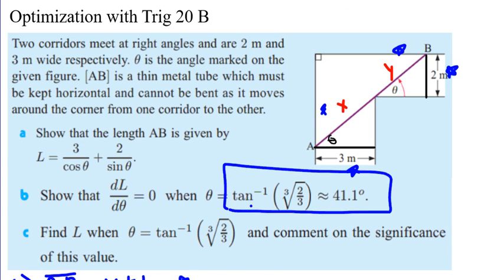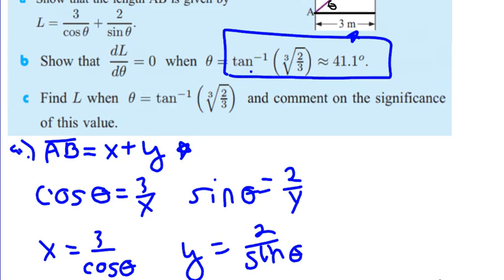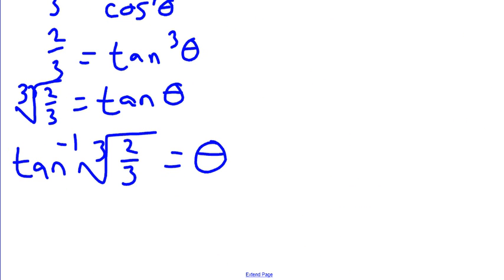And then we could type that into our calculator if we really wanted to, and we would get that decimal approximation. And there we go, so we showed it. Perfect. Okay, and then the last part, part C, said find L, the length, when theta is the tangent inverse of that, and then comment on the significance of it. So since we know that theta is approximately equal to 41.1 degrees.